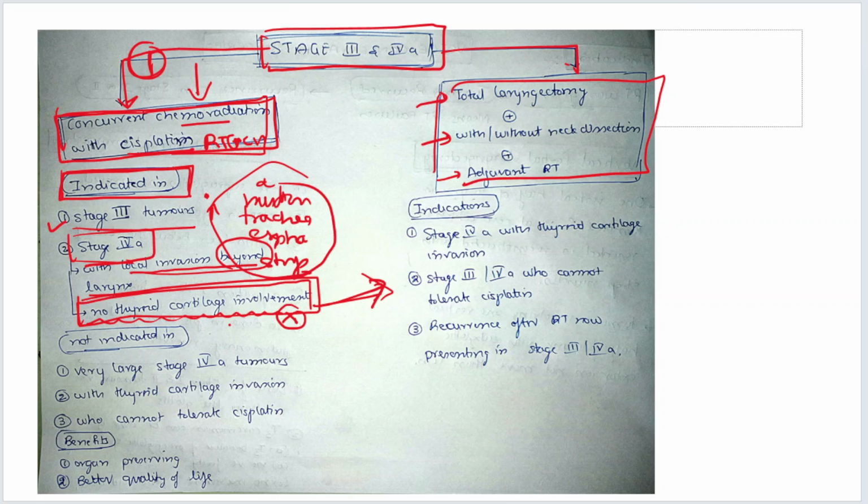So stage 3 tumors you can take up. Stage 4A with local invasion beyond the larynx, that is the trachea, esophagus, deep intrinsic muscles of the tongue, and strap muscles, all these you can also take up for chemoradiation. Once thyroid cartilage is involved, the patient goes for total laryngectomy.